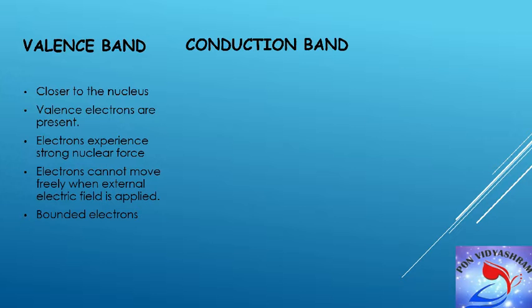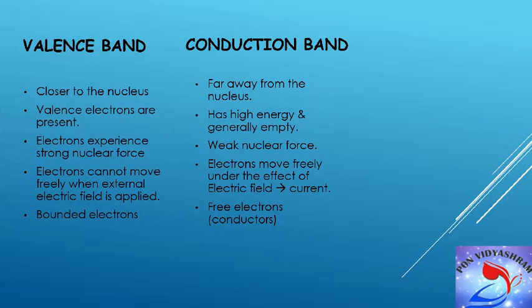Next we have the conduction band. This is the energy band which is very far away from the nucleus, and in this band the orbitals have high energy and are generally empty. The electrons present in the conduction band experience only a weak nuclear force, so they move very freely. That's the reason we say conductors have free electrons. This is the only reason why conductors have free electrons: the electrons move freely in the conduction band.